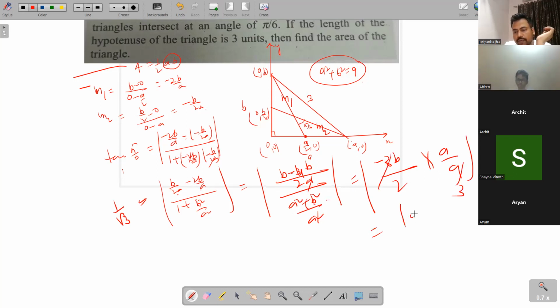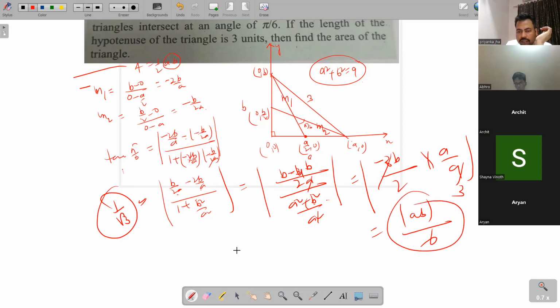That is 9. So 3 gone. So this is mod of AB. AB is length, so mod has no sense. That is 6. Now we know that this equal to this. So mod of AB is 6 upon root 3, cross multiply. This is 2 root 3. Now put here, half into 2 root 3. Now it's clear.